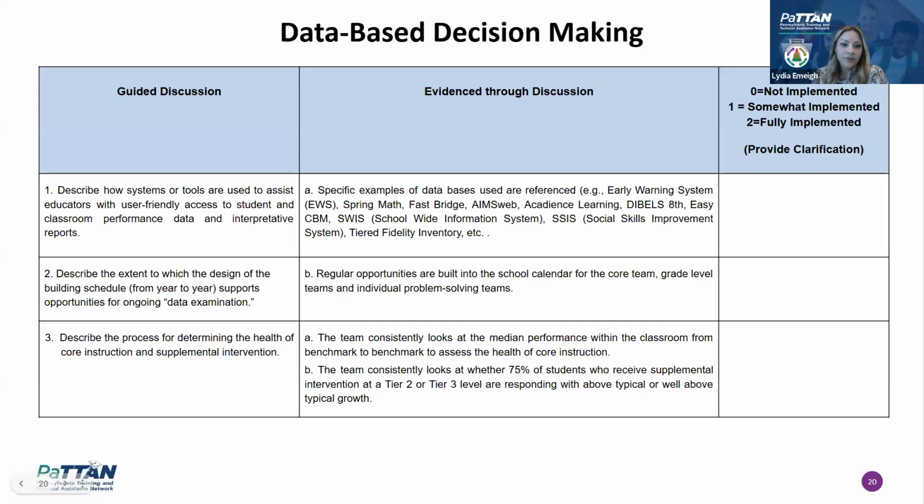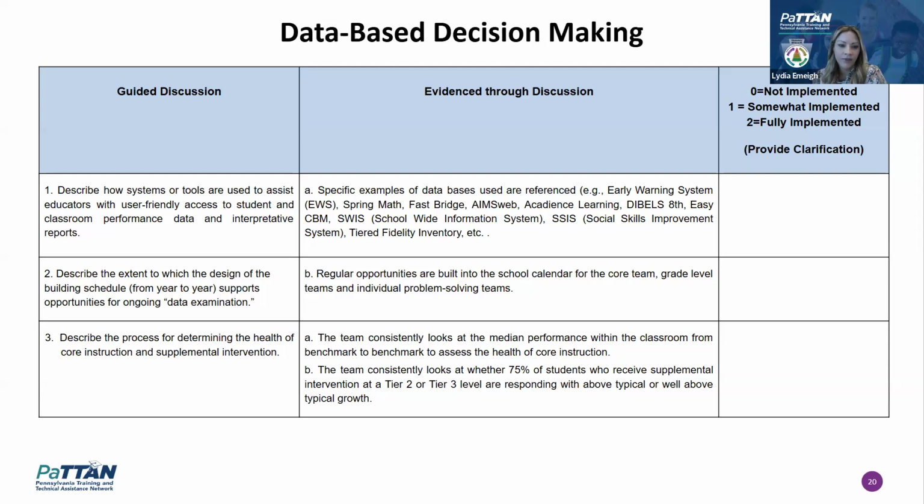When addressing this section, the LEA team should consider how systems or tools facilitate user-friendly access to student and classroom performance data, along with interpretive reports. Examples of data systems include an early warning system, Spring Math, FastBridge, and Acadience, among many others. Additionally, the LEA team must consider how the school schedules supports ongoing opportunities for data examination. This could involve a school calendar that specifies dedicated time for various teams to meet for data analysis and ongoing problem solving.